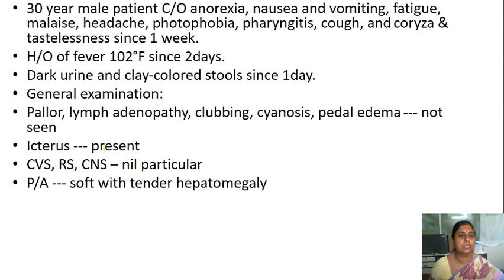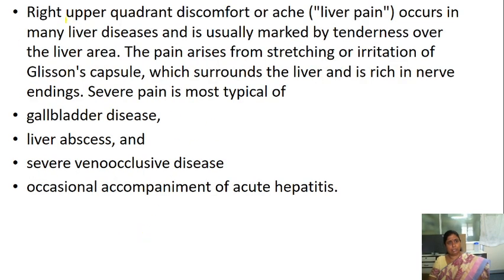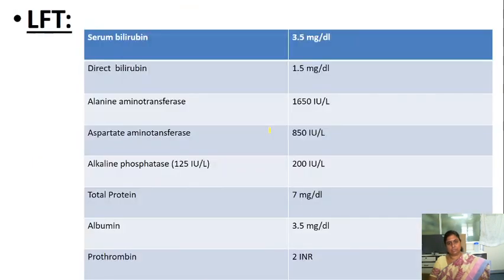On general examination, it was normal and the organ systems were normal, except that there was a tender hepatomegaly. Because of this tender hepatomegaly, our brain directly goes to a liver disease. Now a dull aching pain is usually a liver disease, but when you are having a severe pain, we should think of gallbladder disease, a liver abscess or a severe veno-occlusive disease, right?